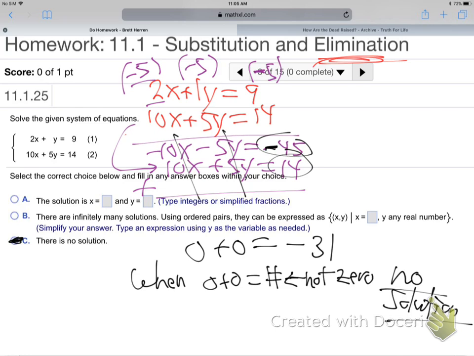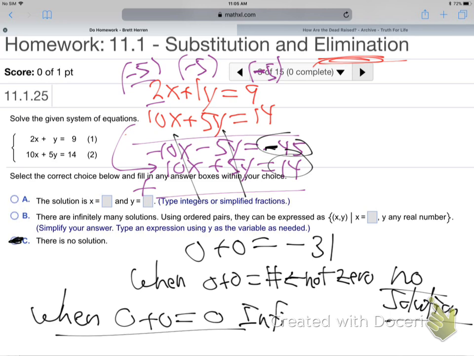Can you choose multiply the top by negative... wait, no, it's all 20, just negative 5. Instead, when you get 0 plus 0 equals 0, which we're going to get in a minute probably, that means infinite solutions. And we'll talk about that in a minute when we get to one of those.